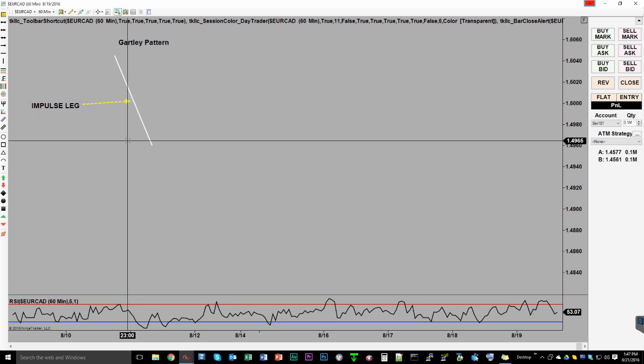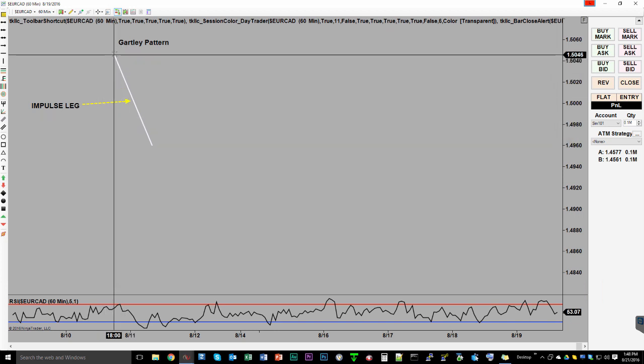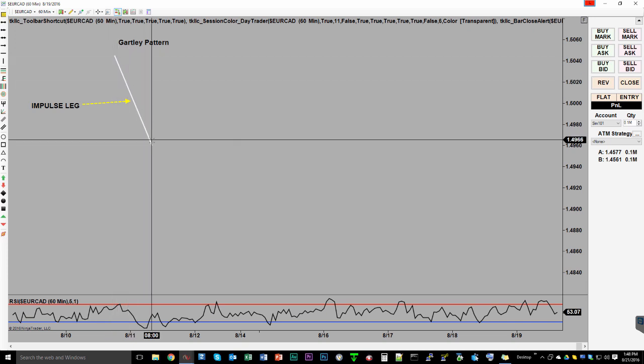In this case, guys, I want to show you a short Gartley pattern first, okay? I'm going to show you a short one. So whichever direction the impulse leg goes, in this case from high to low, that will be the direction of your trade, okay?